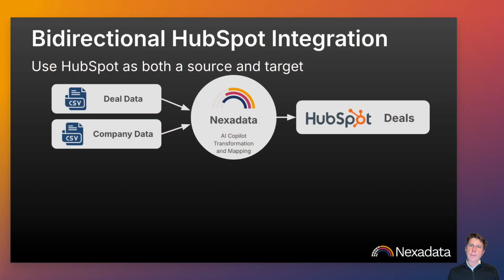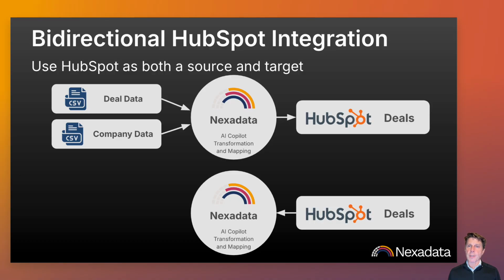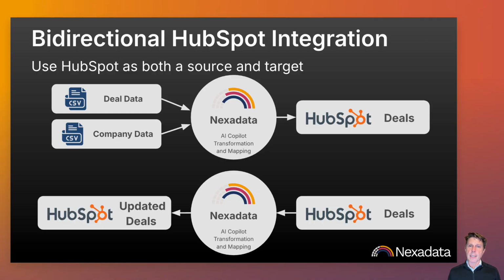You've already seen this diagram earlier in the demo. At this point, we've loaded deal and company data, transformed it, and mapped it with Nexadata, and written it into HubSpot as deals. Now we'll focus on what happens next. Once the deals are in HubSpot, we can reverse that direction. Those same deals are brought back out of HubSpot so they can be transformed in Nexadata. And finally, the updated deals are written back to HubSpot, and HubSpot reflects the changes immediately with everything staying aligned. This is what makes the integration bidirectional. HubSpot can act as both a destination and as a source, while Nexadata keeps the data aligned as it changes.